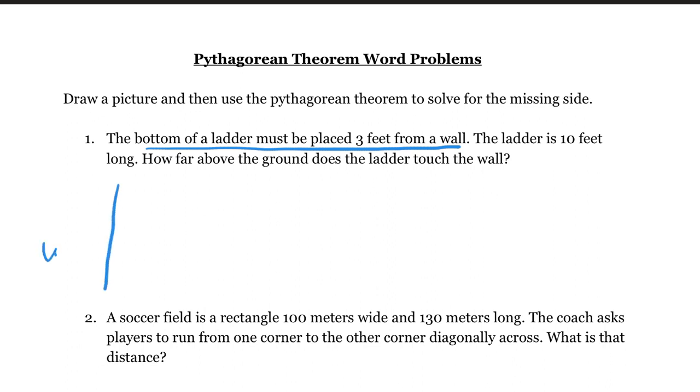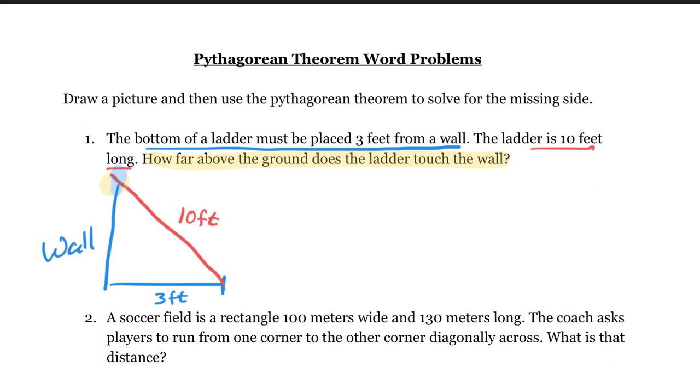So here is my wall. 3 feet out is where the ladder is. So 3 feet. The ladder is 10 feet long. So changing my color here, from this point to this point, where it touches the wall, this is 10 feet. I need to figure out how far above the ground the ladder touches the wall. So I'm looking for this point right here where the ladder touches the wall.